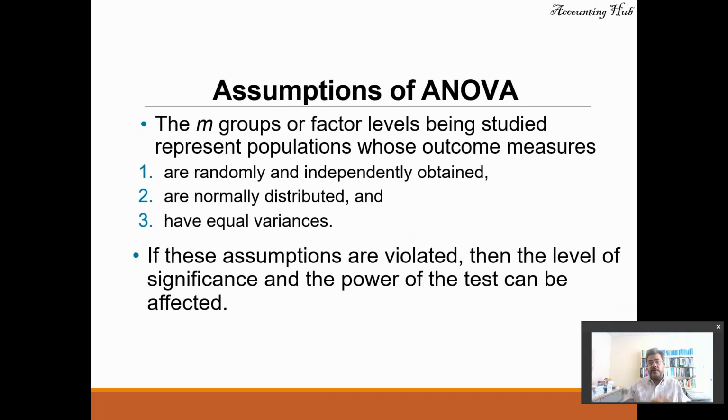The m groups, so the number of groups or factor levels being studied, represent populations whose outcome measures are randomly and independently obtained, are normally distributed, and have equal variance. If these assumptions are violated, then the level of significance and power of the test can be affected.